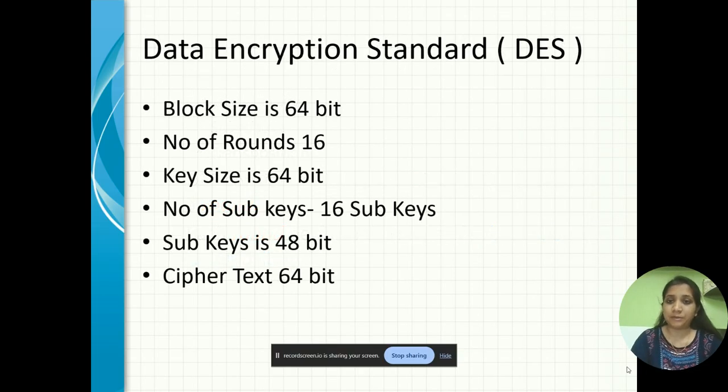So here are the steps of the rounds. Firstly, the block size is 64-bit. The number of rounds is 16. The key size is 64-bit. The number of sub keys is 16. Sub keys are 48 bits and the ciphertext is 64-bit.